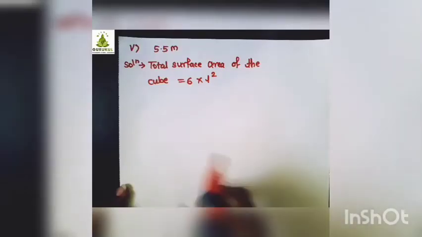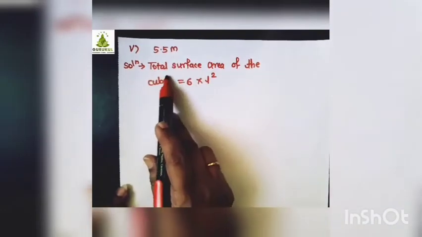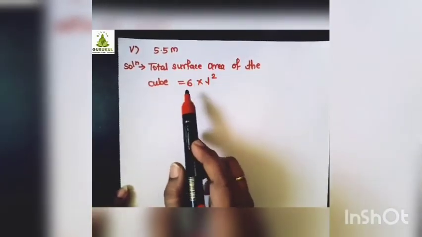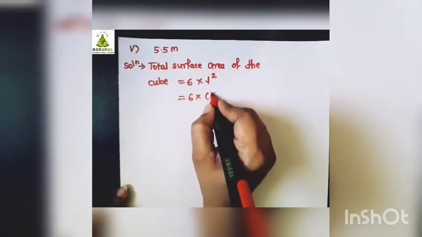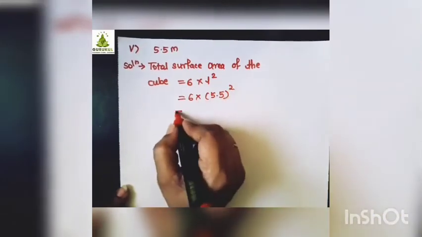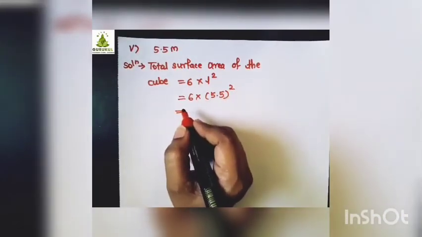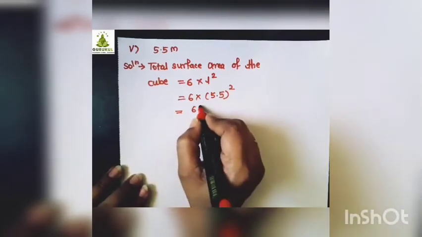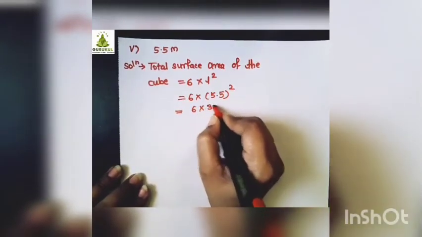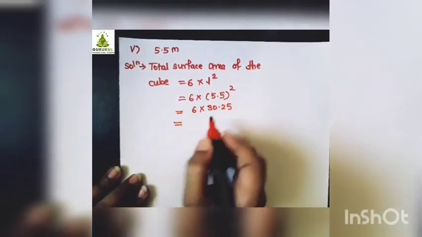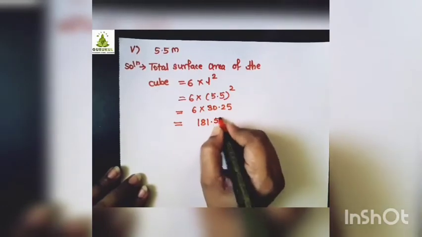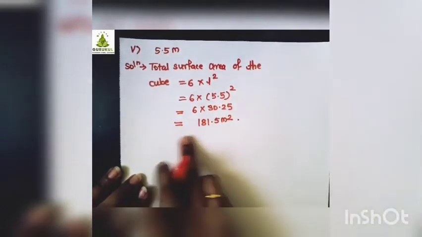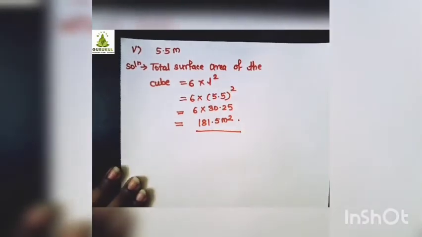Let's go for the fifth one. Fifth sum, 5.5 meters. Again I wrote the formula, total surface area of the cube is equal to 6 into L square. Substitute the value, L is 5.5 square. The square of the number 5.5 is 30.25. Then do the multiplication. We'll get the value 181.5 meter square. So this is how we are going to solve these sums.